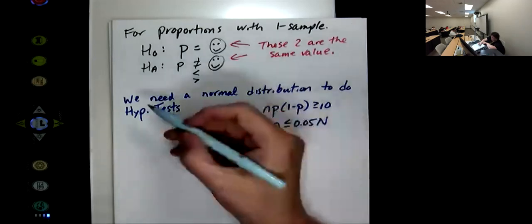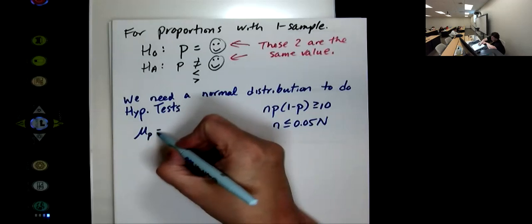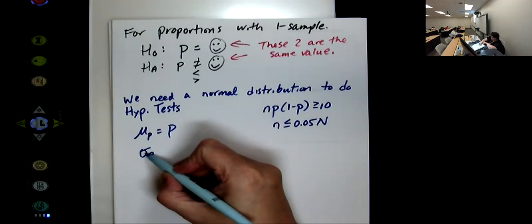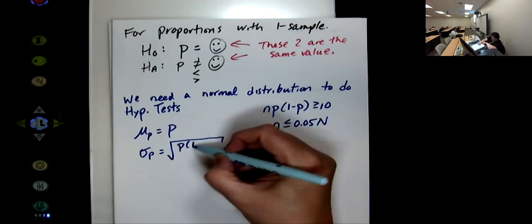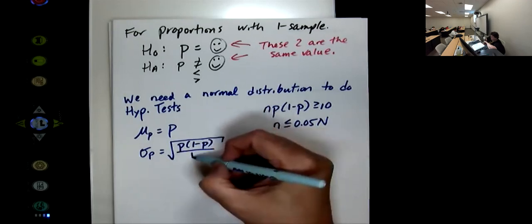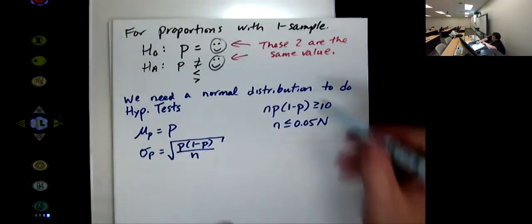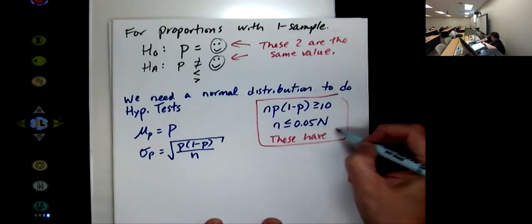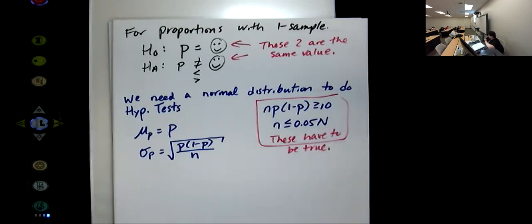The results it's going to be based off, it's going to have mu of p is actually just p, and sigma p, which I don't think there's any problems in there that you have to calculate by hand. But this is the formula, and we talked about it like in, I want to say chapter 8. But these are the tests. These have to be true. Or it has to say normal distribution.